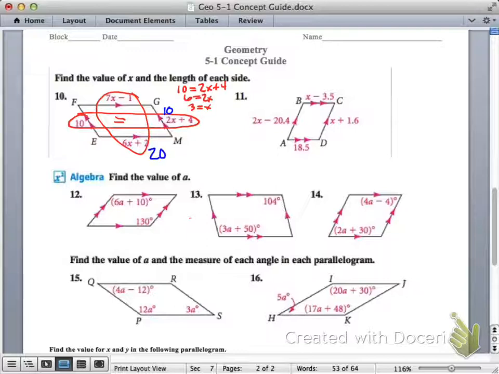When we solve, we get that x is equal to 3, and then you plug it in. 6 times 3 plus 2 is 20. 2 times 3 plus 4 is 10, and then 7 times 3 minus 1 is also 20. The opposite sides better be congruent, or you've made a mistake. Do the same thing there on number 11. Give it a shot.